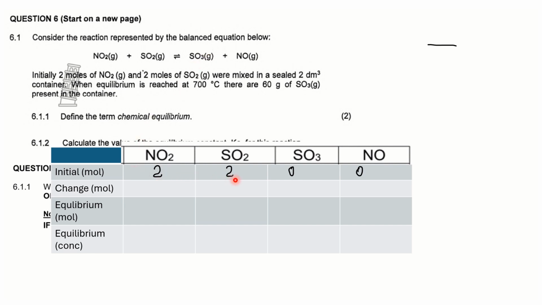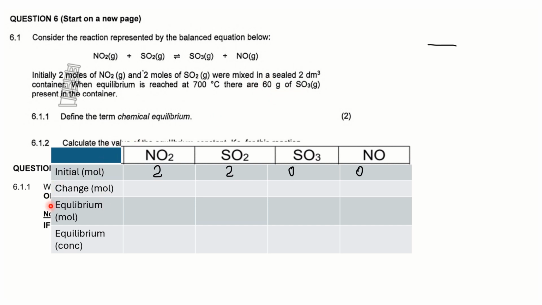SO2, like that. Now, what else is given? We are also told that at equilibrium, when the equilibrium is reached, we have 60 gram of SO3. Where is SO3? It's one of the products here. So we can now find the number of moles, because why do we have to find the number of moles?